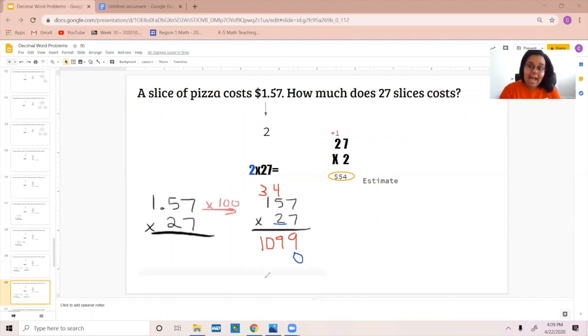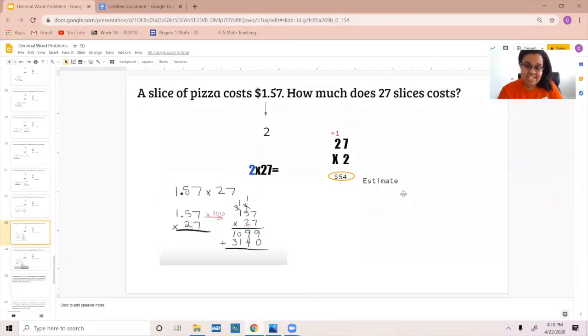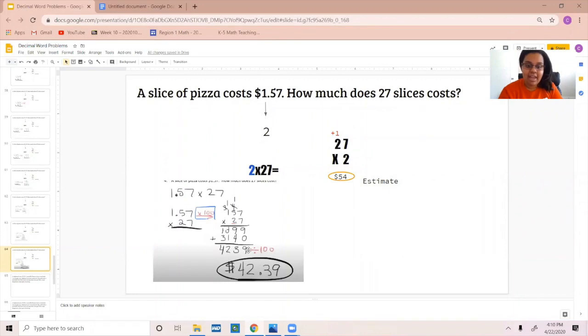Now, I want you to finish solving this multiplication problem, and I'll be right back with the answer. Here's the next part of your answer. How did you do? You should have 3,140, but you know next that you would need to add. If I added those together, I would get 4,239. But I know that's not the answer to my problem because in the beginning, I multiplied by 100.